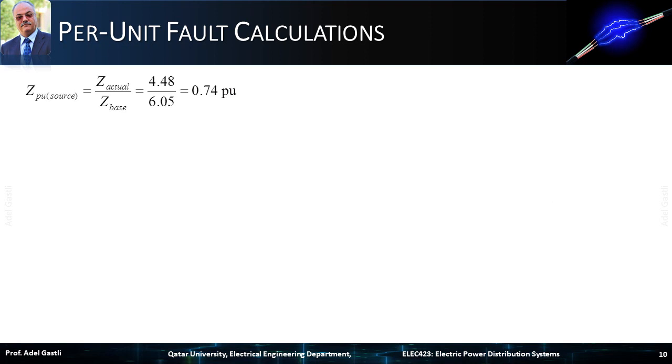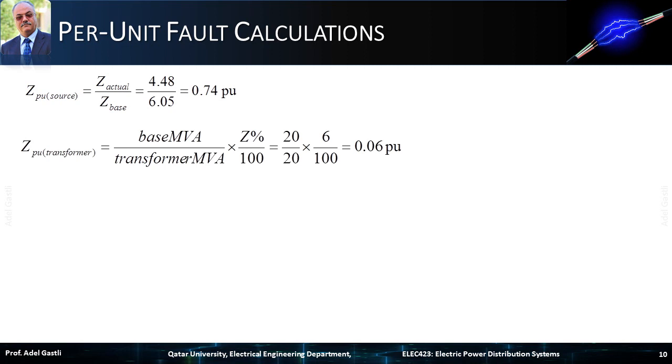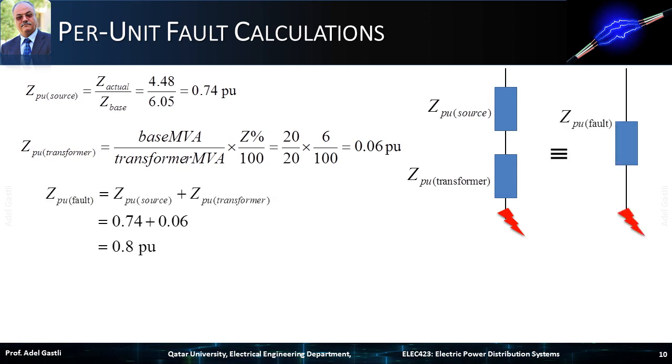The per unit source impedance is therefore calculated as the ratio of the actual value over the base value, that is 4.48 divided by 6.05, that equals 0.74 per unit. The transformer per unit impedance is calculated using this equation, that yields a value of 0.06 per unit. Since the source and transformer impedances are connected in series, the resultant total fault impedance is the sum of these two impedances, that yields a total fault impedance of 0.8 per unit.